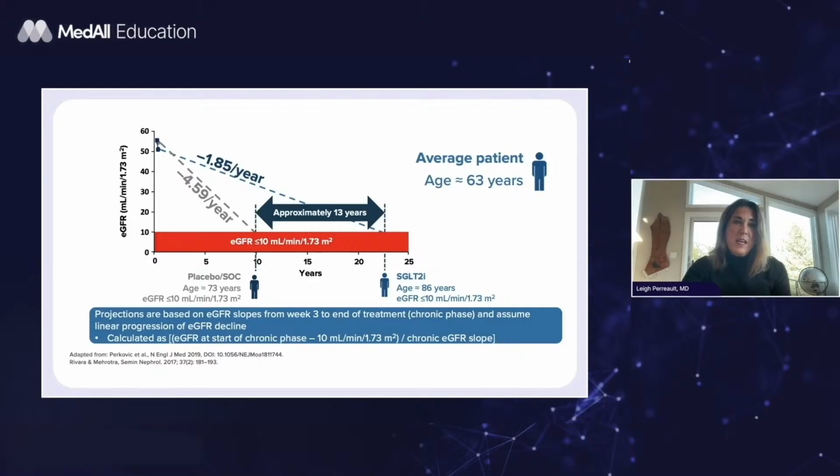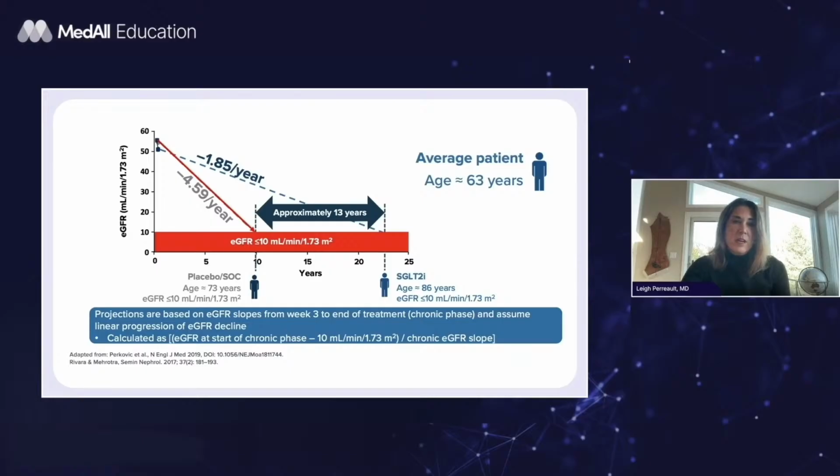And so what you're seeing here is the decline in kidney disease for patients in this trial that were randomized to placebo with an eGFR decline of approximately 4.6 mL per minute per year. And really that takes them from a starting eGFR in the middle 50s down to end-stage renal disease as defined as an eGFR of less than 10 in about 10 years.